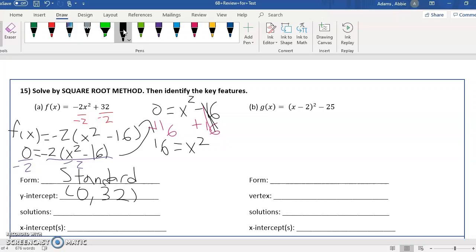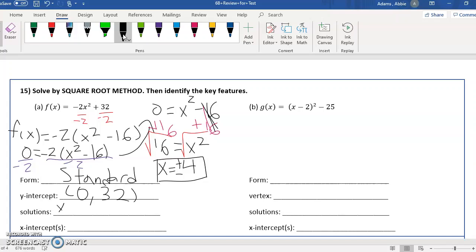Then, solving by the square root method, I'm going to take the root of both sides. The square root of x squared is just going to give me x. But remember, because this is to the power of 2, we're going to have two answers here. So the square root of 16. Well, we know that 4 times 4 equals 16. So one of our answers is going to be positive 4. But negative 4 times negative 4 is also 16. So our answer here is going to be x equals plus or minus 4.